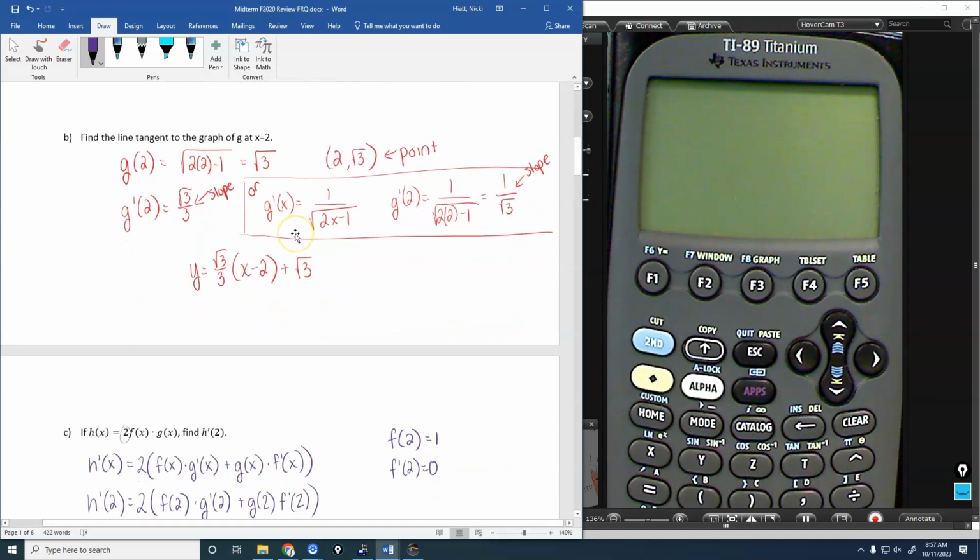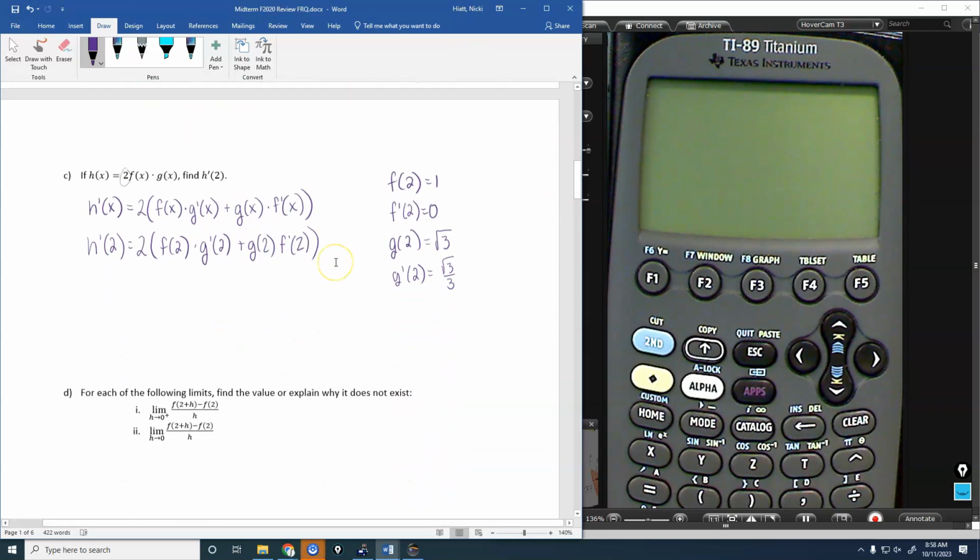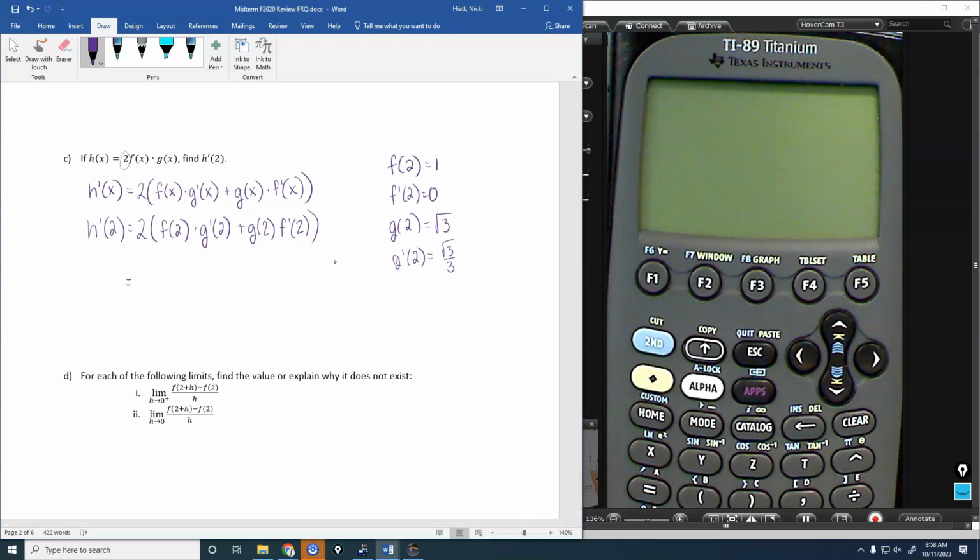Okay. G was the equation. We actually already found g of 2 and g prime of 2, right? G of 2 we found in the last part, it was square root of 3, and g prime of 2 was either square root of 3 over 3 or 1 over square root of 3, whichever one you want to call it. It doesn't matter. There. So we can plug in.